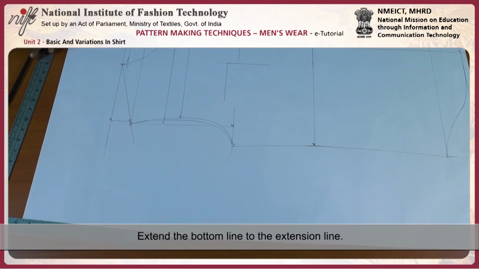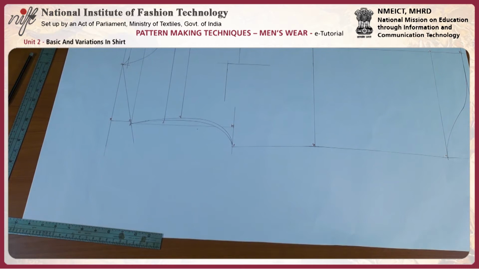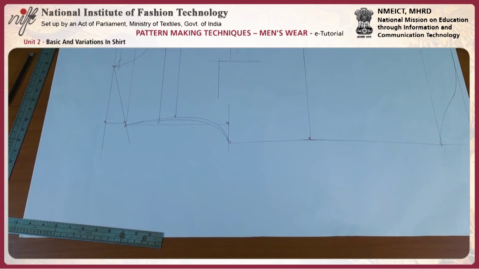Coming to button placement, the first button can be placed 6.5 centimeter from the neckline. You can give a cross mark, and thereafter 10 centimeter on the reference line, which is now the center front line, which I have mentioned before.